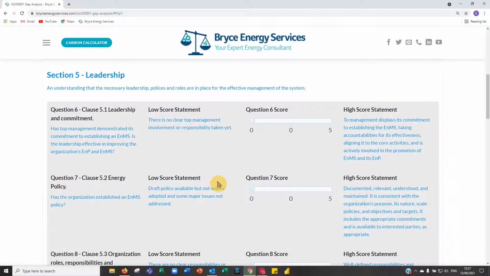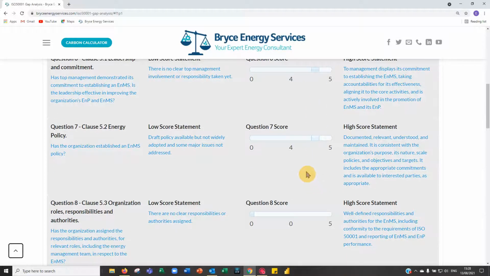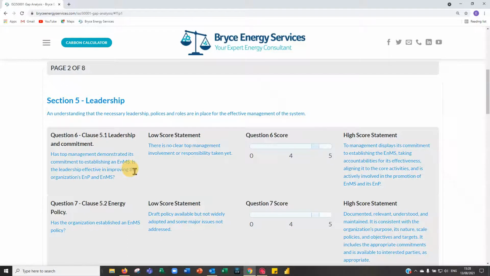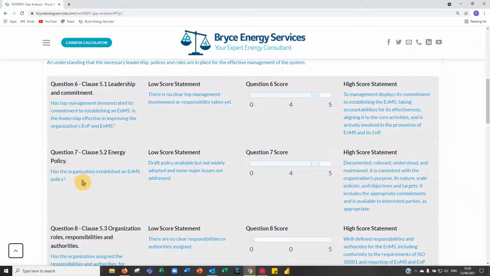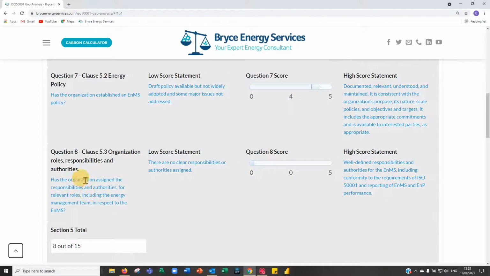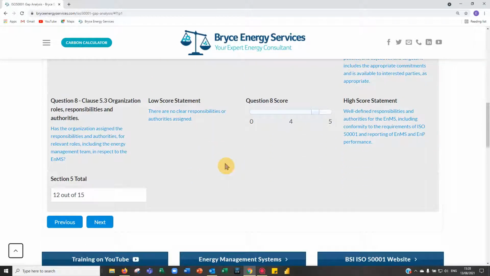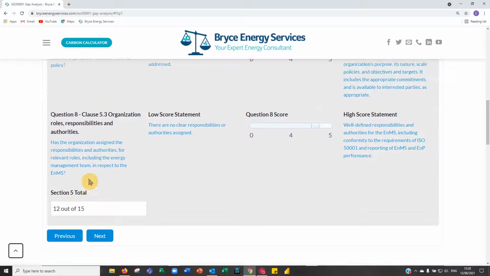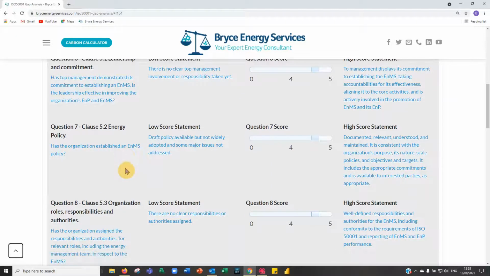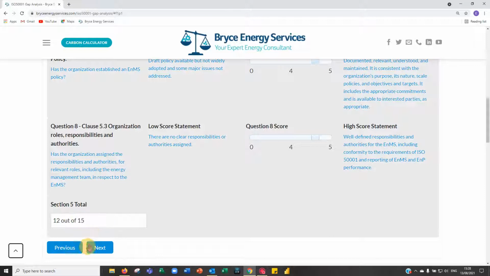And again, leadership, an important topic in any ISO. I'll plug through 5.1, top management involvement. Has the organization established a policy statement? Roles and responsibilities, have they been assigned? And again, a total for section 5. Just 3 questions, but 3 significant questions about implementing an ISO policy there. So 12 out of 15. Next.